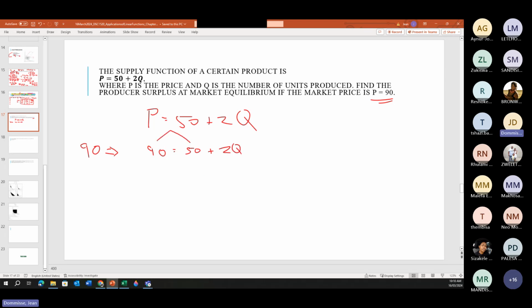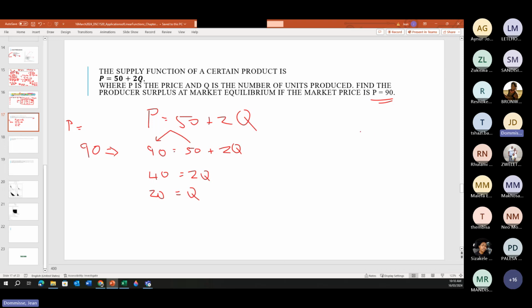Okay, that will go over to that side. So it's 90 minus 50, which gives us 40, equal to 2q divided by 2. So we now get that q is 20, where p is equal to 90.